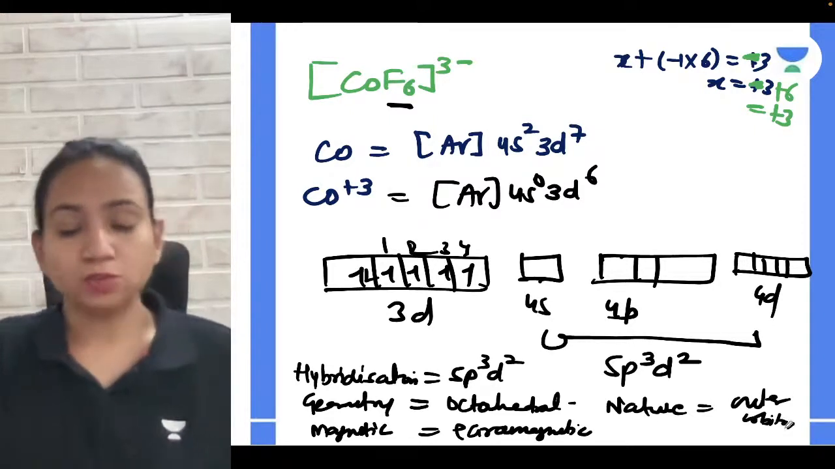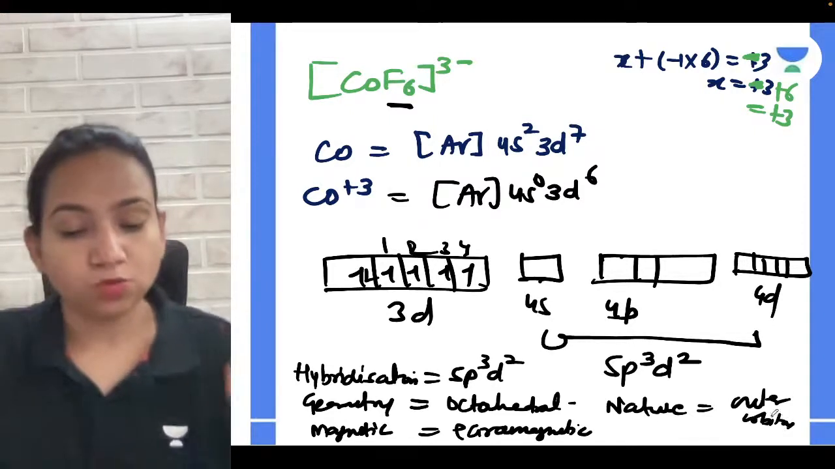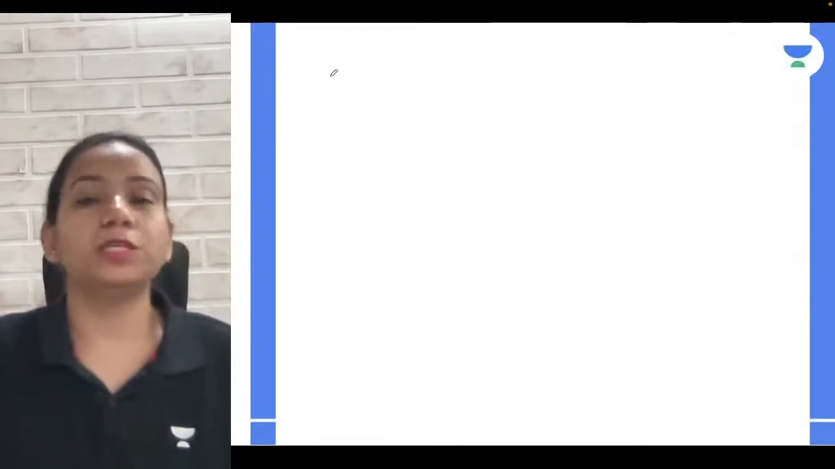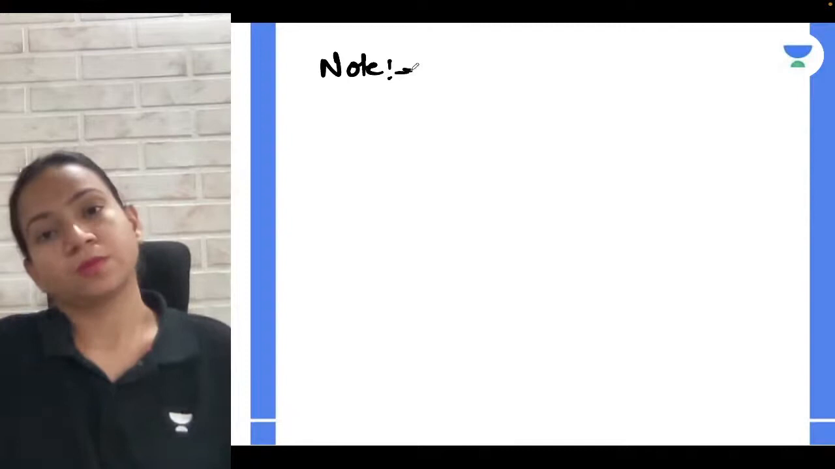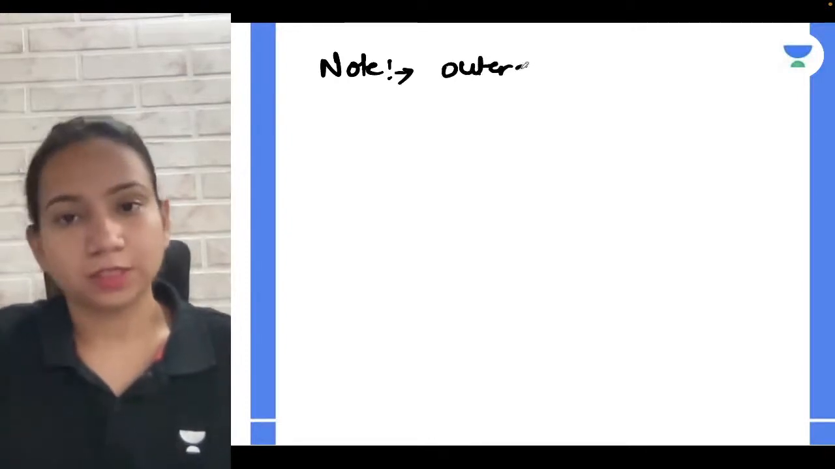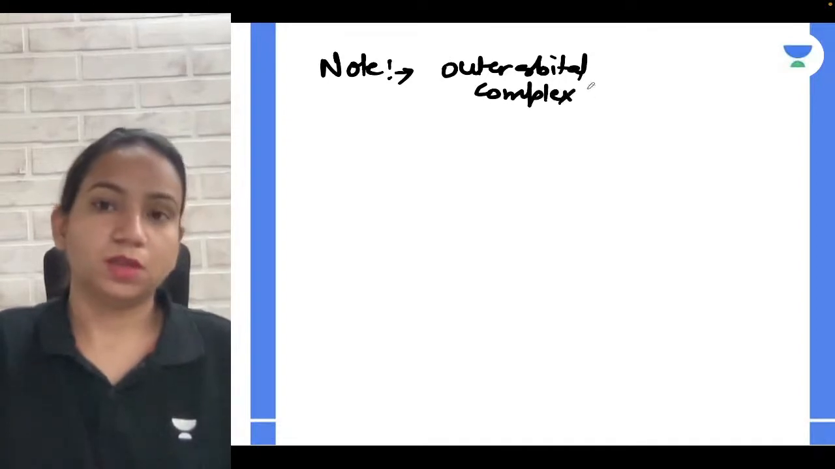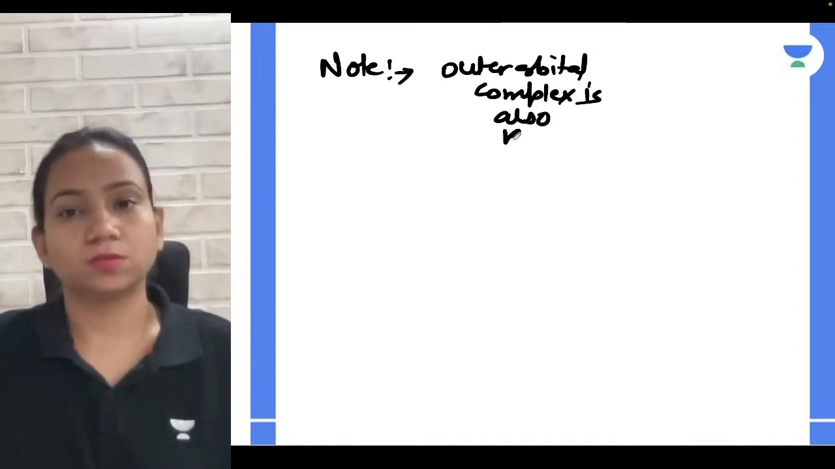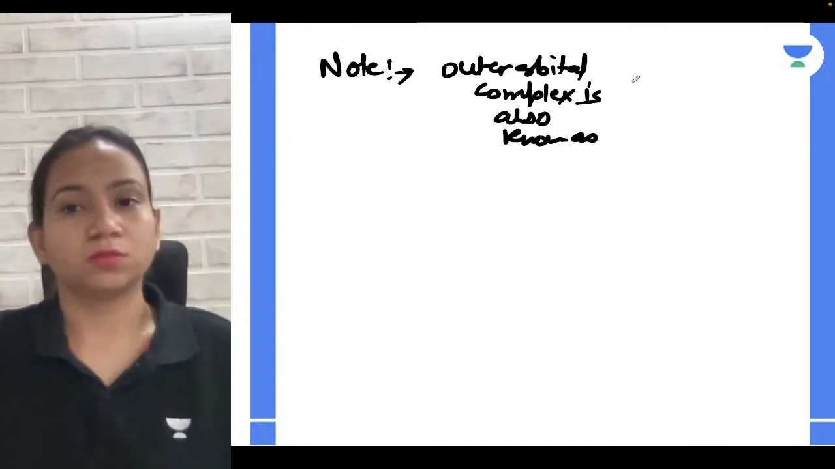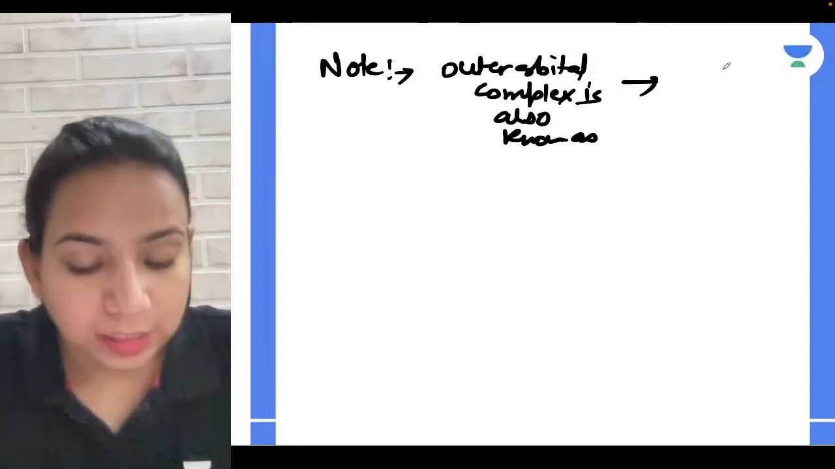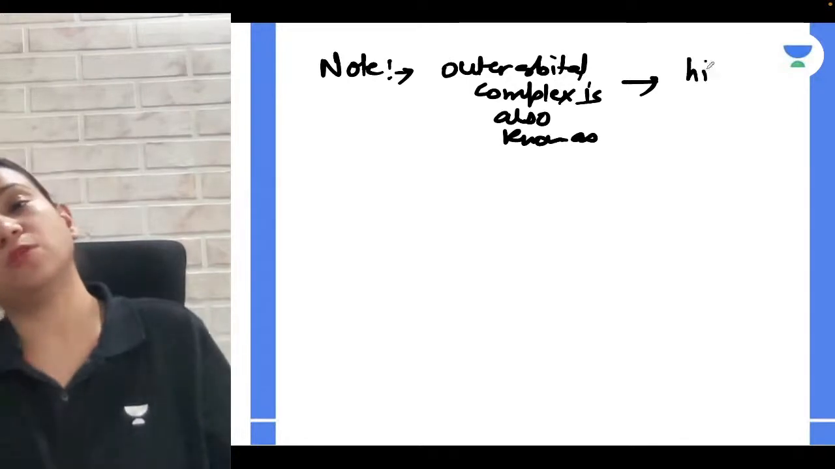Remember, an outer orbital complex is also known as a high spin or spin free complex. So as a note we can write: outer orbital complex is also known as high spin or spin free complex.